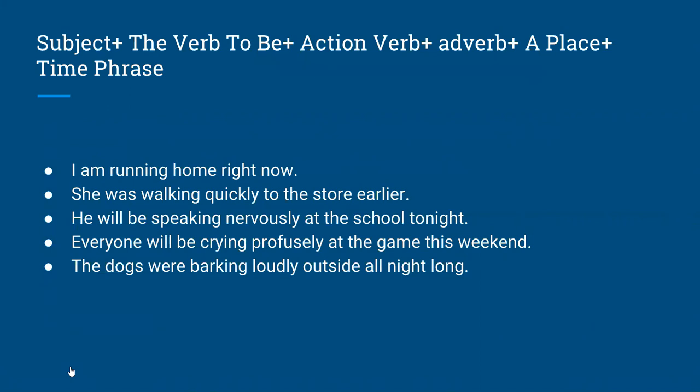Next one. He will be speaking nervously at the school tonight. Speaking nervously. Verb, description of verb. Speaking nervously. Everyone will be crying profusely at the game this weekend. Crying profusely. So same sentences as before that we've been doing this whole time. We're just describing the verb. Last one. The dogs were barking loudly outside all night long. Barking loudly. Action verb, adverb. Action verb, description. Okay?